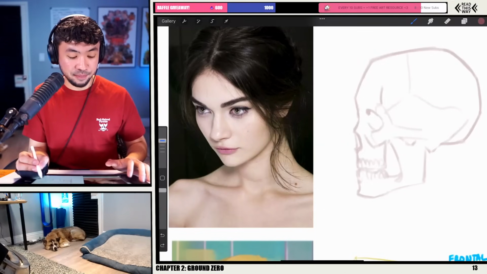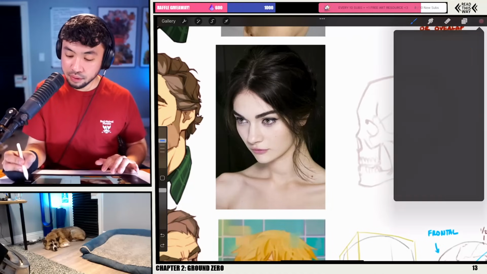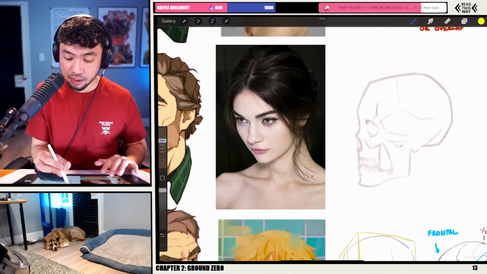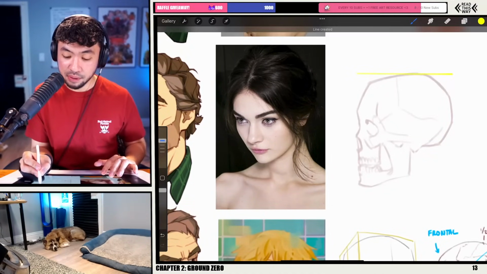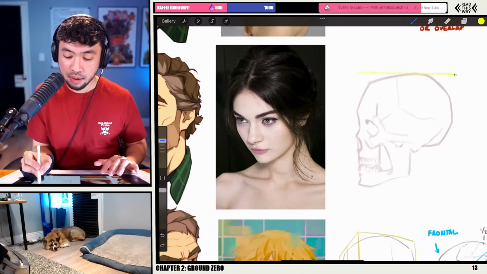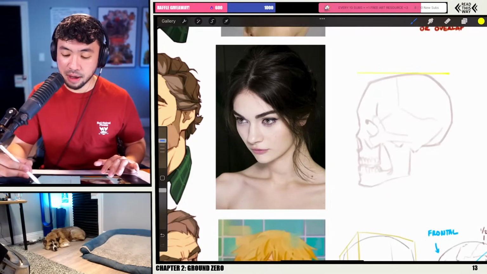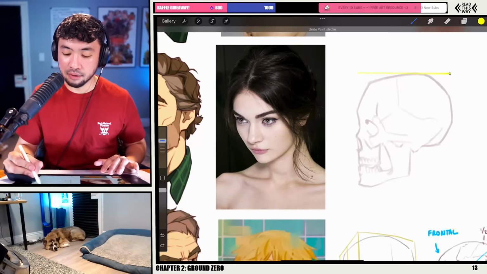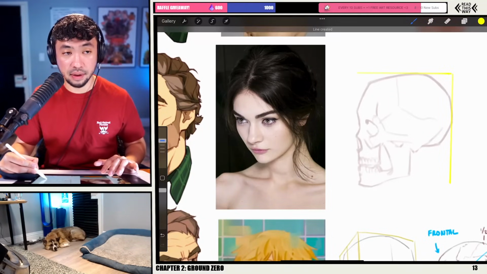Okay, so let's do it in yellow, because I like the color yellow. If you take here, we'll talk about proportions of the head really quick, because I think knowing this might be helpful for some of you guys who are trying to figure out some of the structure of the head and stuff.